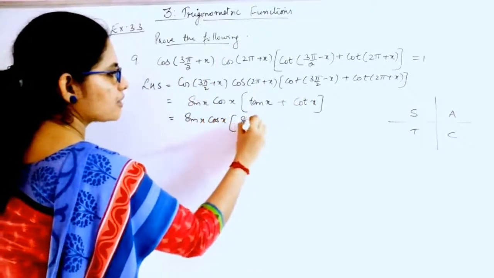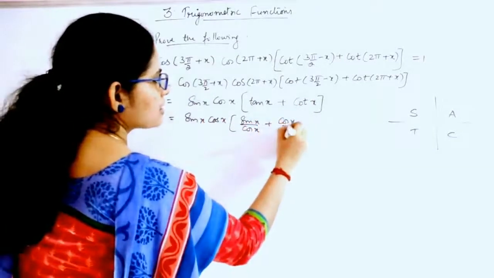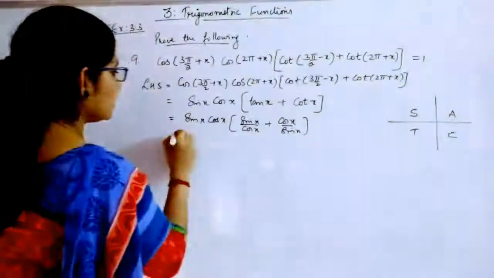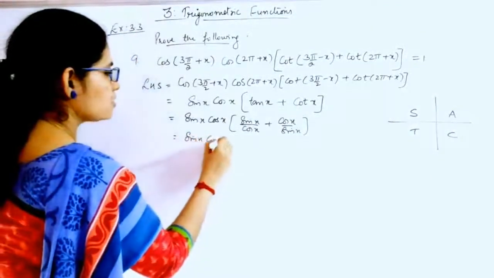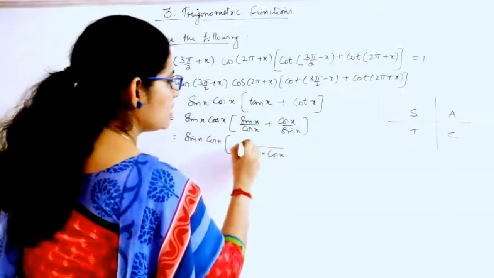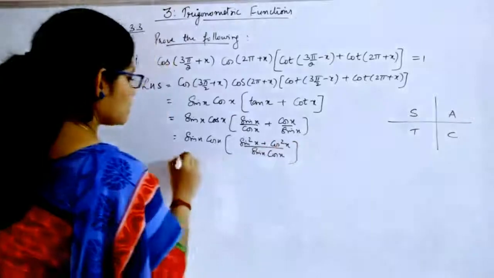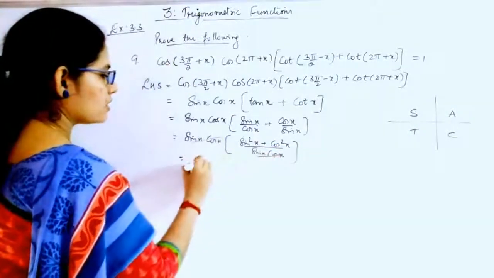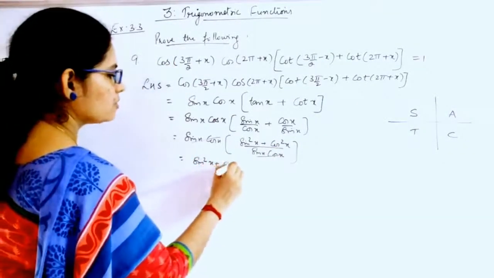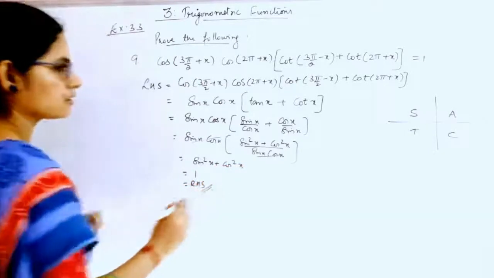Okay, now we will just change tan and cot in terms of sin and cos. Tan is sin x by cos x plus cot is cos x by sin x. Take the LCM, so this is sin x into cos x in the denominator. Numerator will become sin square x plus cos square x, so that these two will get cancelled, and sin square x plus cos square x will give you 1. Okay, so that this is your RHS.